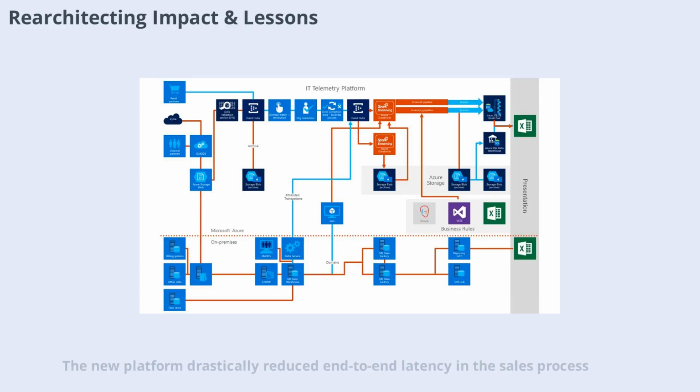The new platform drastically reduced end-to-end latency in the sales process, cutting processing time from 24 hours to less than 45 minutes. The team adopted modern engineering practices, enabling rapid feature development and process redefinition. Key lessons included the benefits of big data for financial data, the flexibility of distributed Azure functionality, and the value of modular rules management. These insights empowered the team to innovate and scale efficiently.